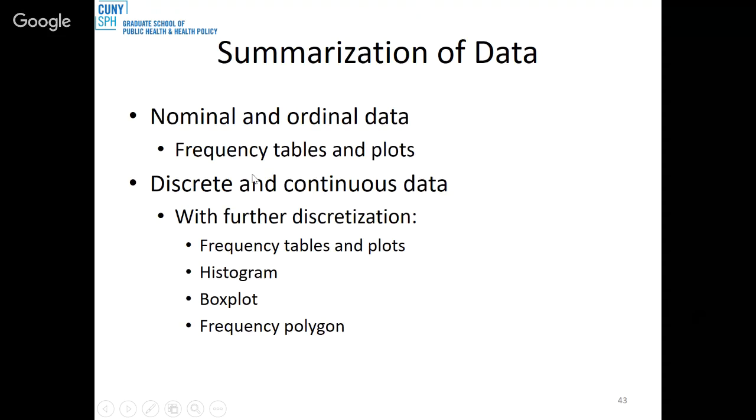Discrete and continuous data, normally I don't actually make much of a distinction between these, because for discrete data, unless they're small numbers like between 0 and 5, its discreteness doesn't matter that much. And continuous data, even true continuous data like weight, tends to have some discretization due to the instruments that we use to measure them. So I tend to lump these together into nominal and ordinal, and discrete and continuous.